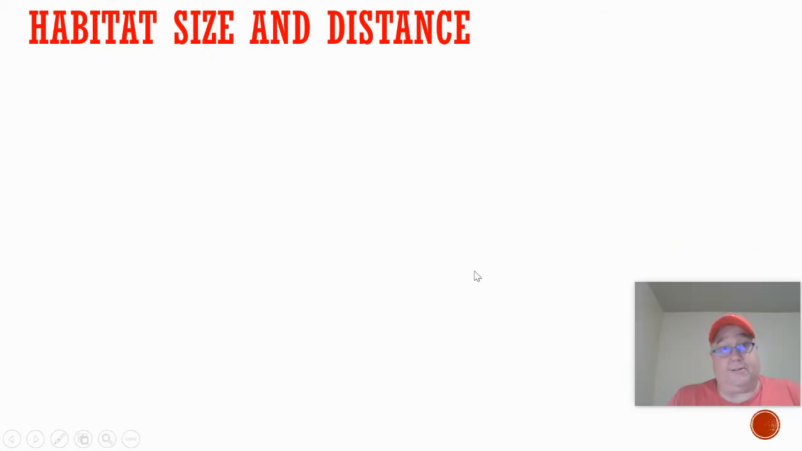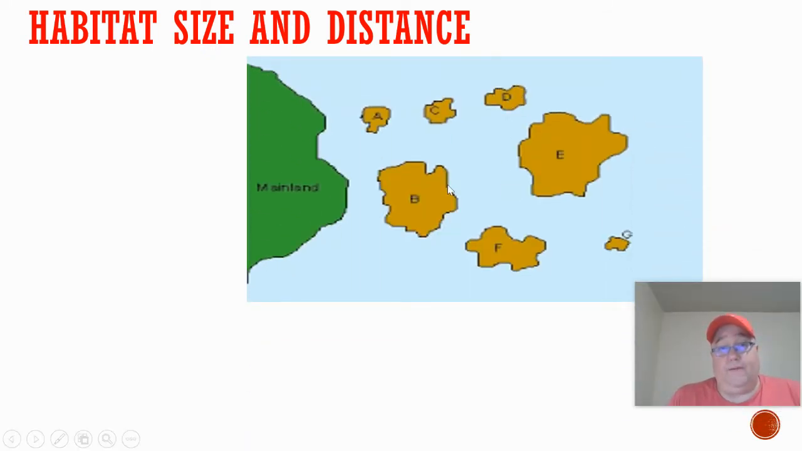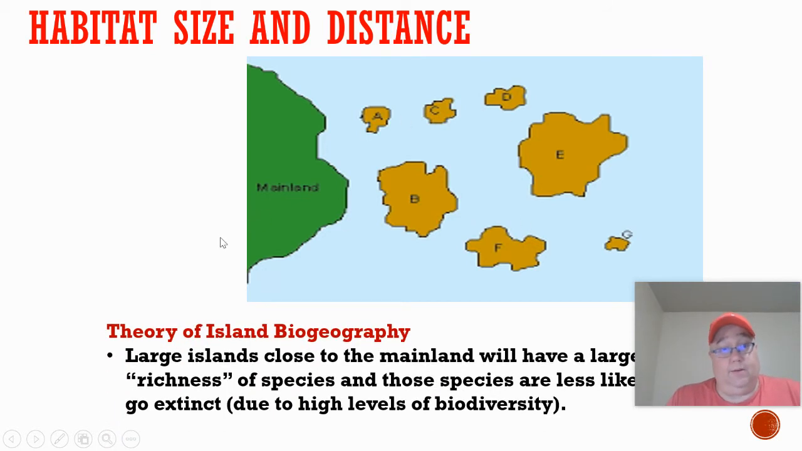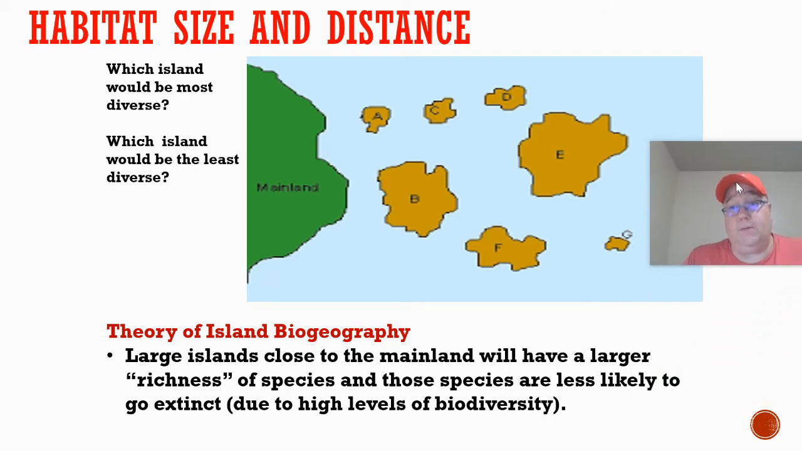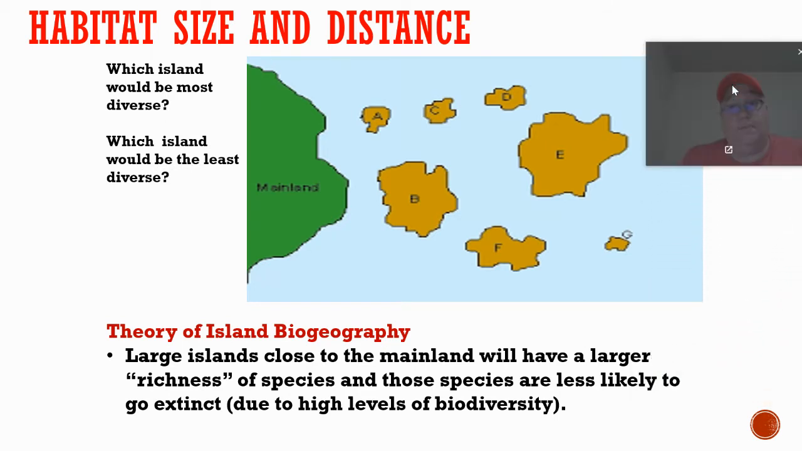So on this slide we have a group of islands. Here, instead of two islands, we've got like seven islands, and here's our mainland. Imagine that there's some kind of habitat disruption that causes species to migrate away to all of these islands out here. Here's my first question. It says, which island would be the most diverse? Another way to say that is, which island would most of these migrant species go to?